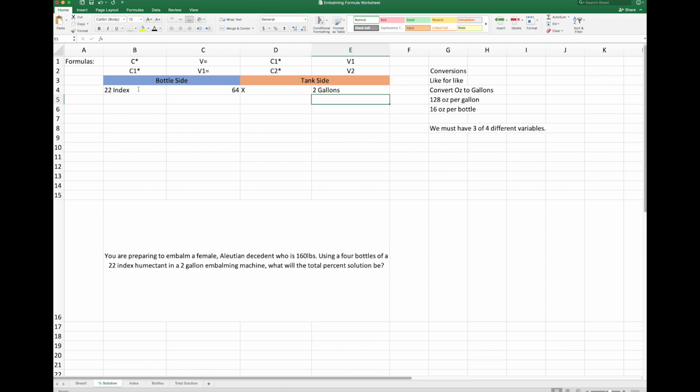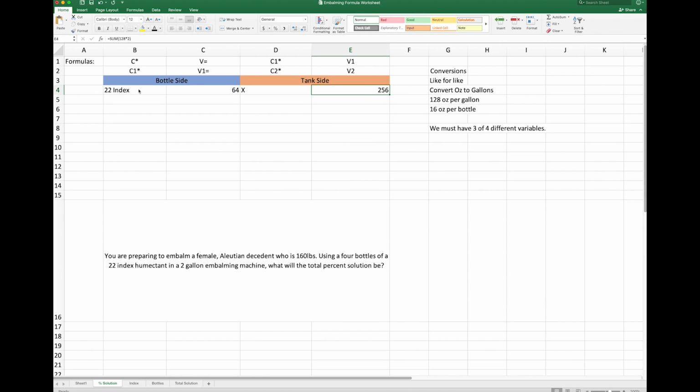What will the total percent solution be? So now we have to make sure everything is like for like. Well, the first thing is we have ounces here, right? 64 ounces. We need ounces here. So that is going to be 128 times 2, 256.